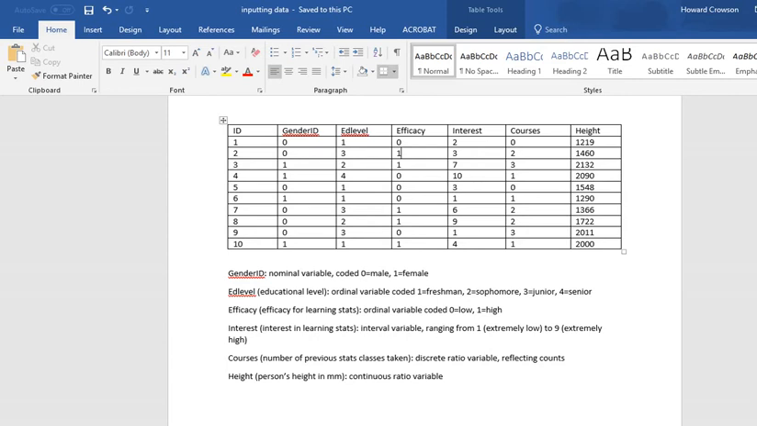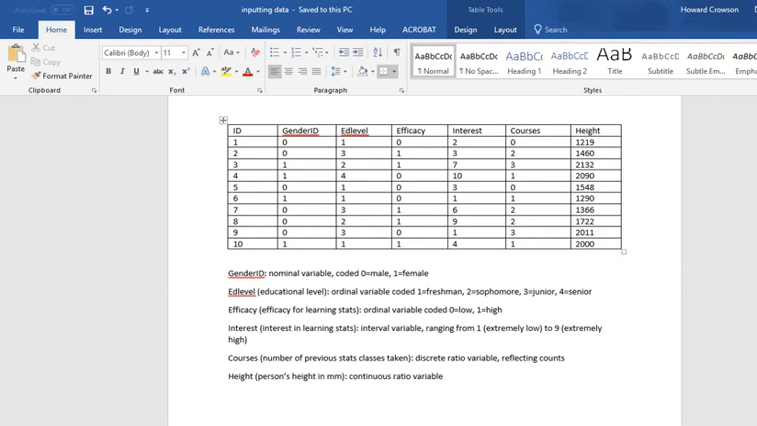So basically a difference between two adjacent values, like between 1 and 2, or between 9 and 10, or 3 and 4, or 6 and 7, that difference of 1 unit reflects an equal difference in the amount of the characteristic, that characteristic being interest in learning stats. It's also important to note that an interval scale variable can have a value of 0 as one of the scale points, but the value of 0 is arbitrary.